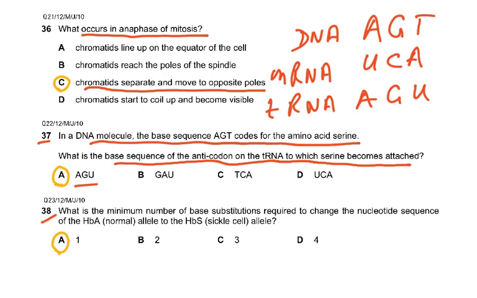Then last question, what is the minimum number of base substitutions required to change the nucleotide sequence of the HbA normal allele to the HbS sickle cell allele? There's only one substitution change, but I think this has been removed for the new syllabus.